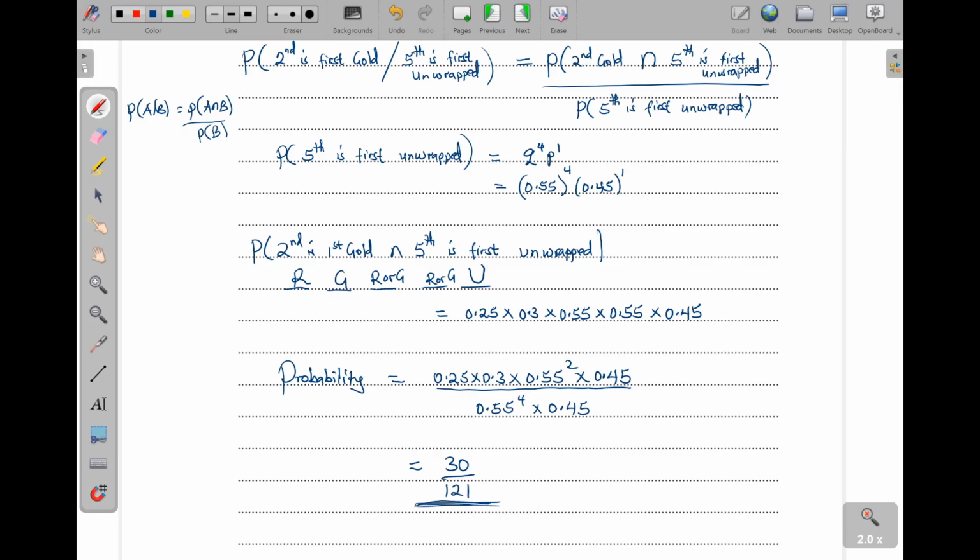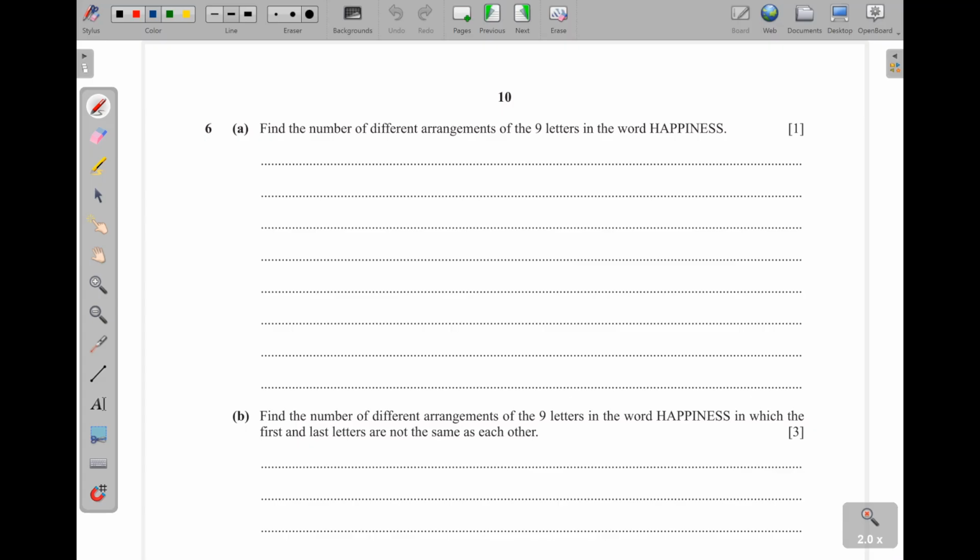Okay? Or I can write it as a decimal, whichever. So that is that. Question 6 is coming from combinatorics, that is permutations and combinations. Part A, find the number of different arrangements of the 9 letters in the word happiness.